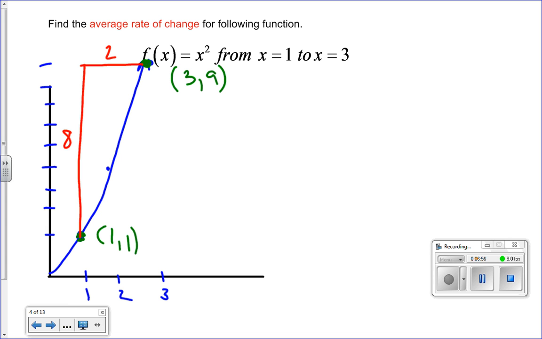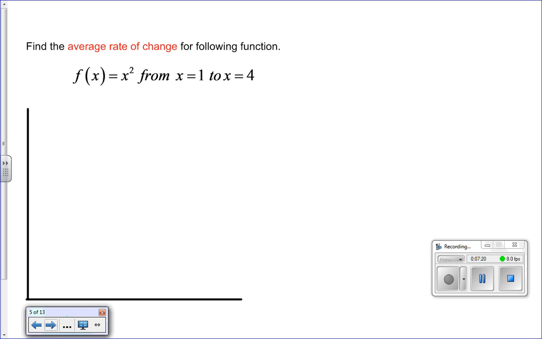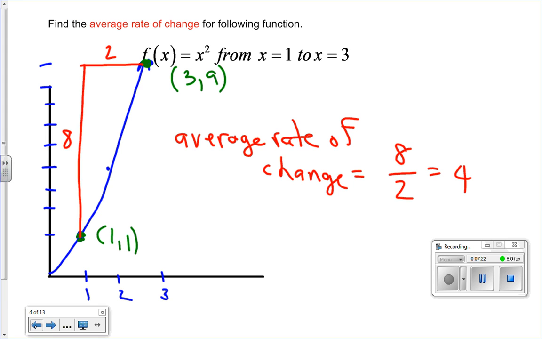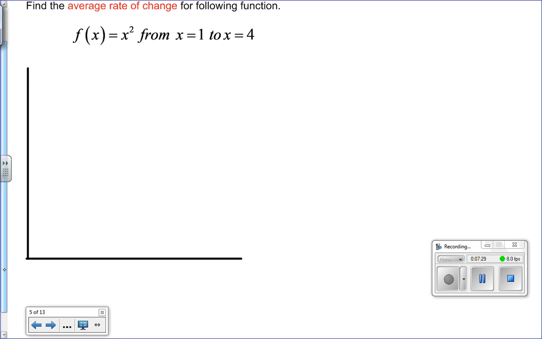We would say my average rate of change is equal to the change of the y's, which is 8, divided by the change of the x's, which is 2. So my average rate of change is 4. Now let's see how that looks different from a different interval. In this case, let's go from 1 to 4. We would guess that we won't get the same answer since our line is not straight, and we'll verify that now. All right, so let me give us a scale.